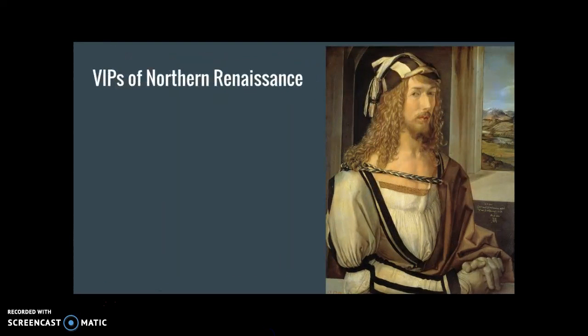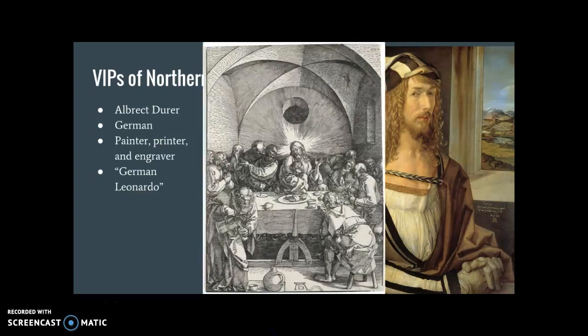So let's talk about some of our VIPs of the Northern Renaissance. This guy here is Albrecht Dürer. He was German. He was a great painter and printer, but most importantly, he is known for his work as an engraver. He was nicknamed the German Leonardo. Now, Dürer had studied in Italy, and he carried some of those Renaissance ideas back to Germany. He was very well known for his woodcuts and engravings like this one.